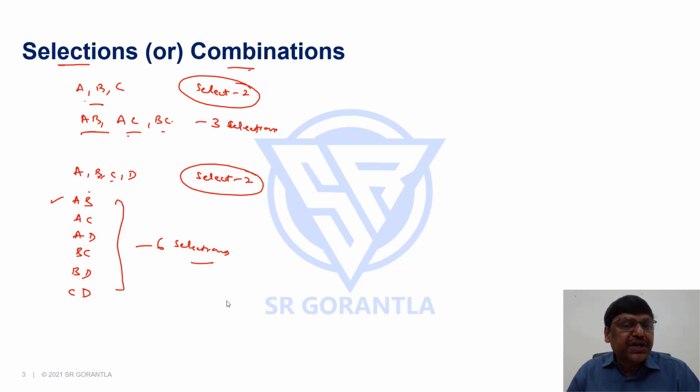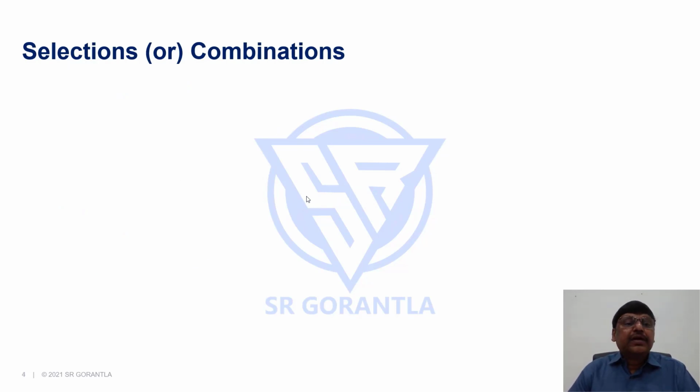Then how are we going to take up? There is a formula. Here we are selecting 2 people out of 3 people, which means 3C2, a combination of 2 out of 3. Here we are selecting 2 people out of 4, which means we are looking for a combination of 2 people out of 4, so we say 4C2. So how do we calculate this? There is a formula.